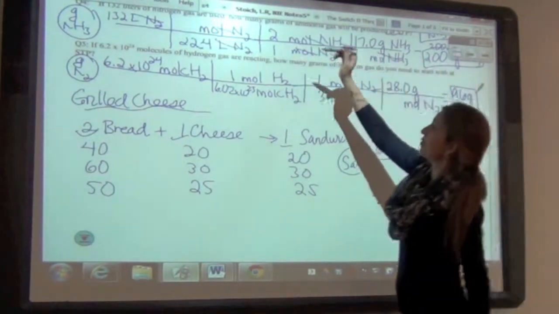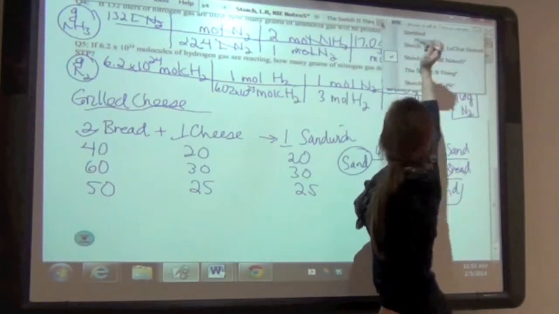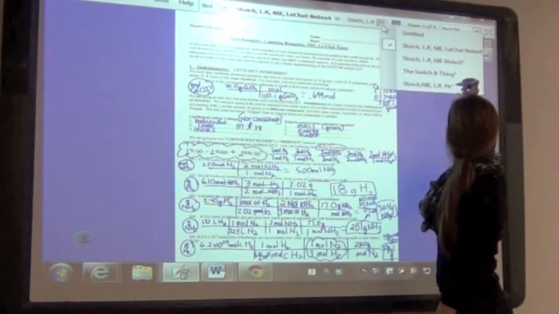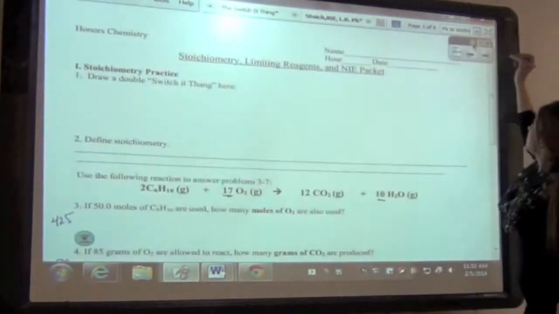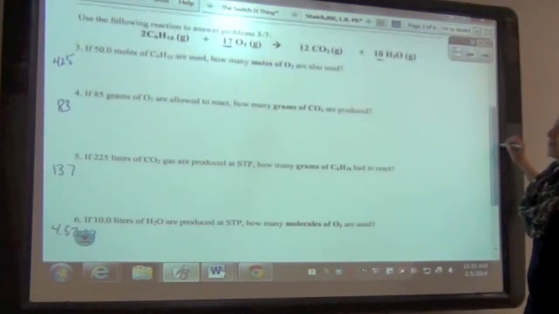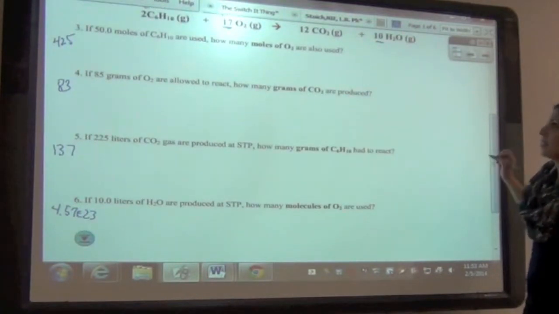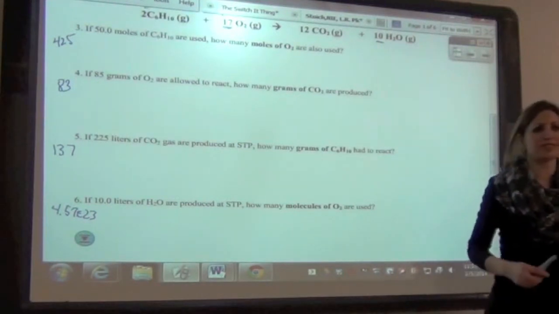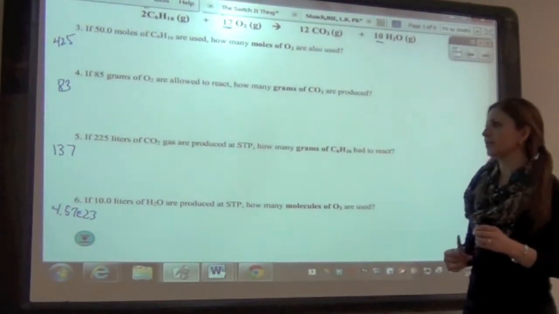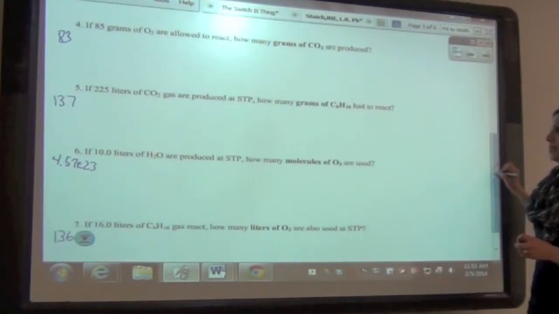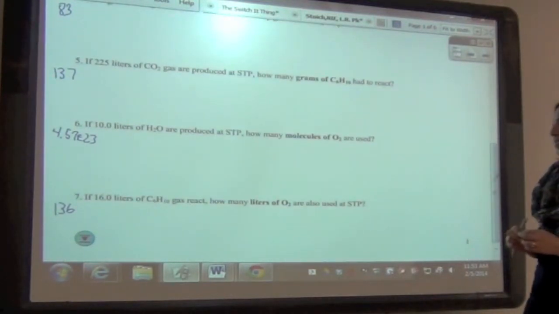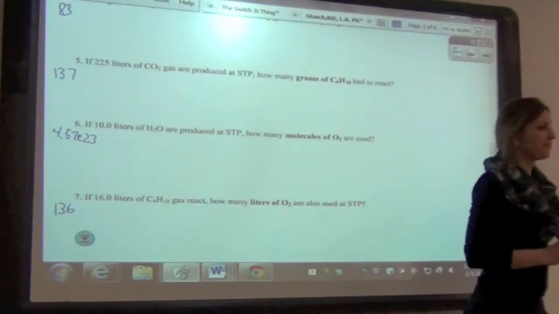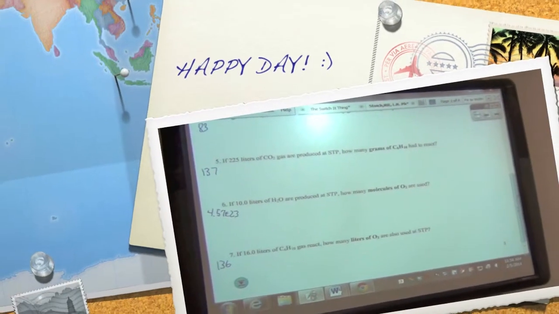All right, please go to your Stoich packet real quick here. The answers, just on the first page, if you want to write some of these answers in the margin there. So number 3 is 425, just to make sure you're on the right track when you go to start these. 4 is 83. 5 is 137, 6 is 4.57 E23, and 7 is 136. Okay, that's the end.